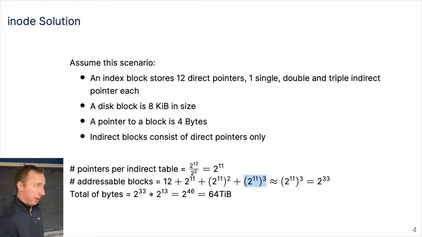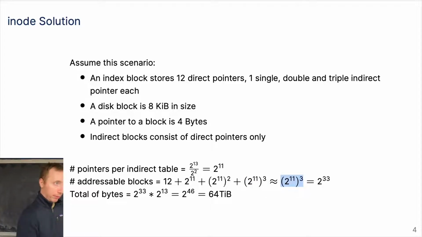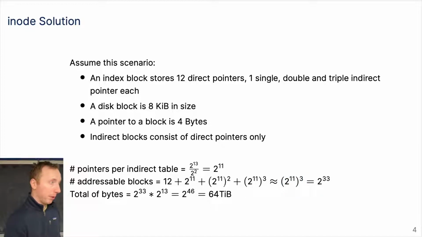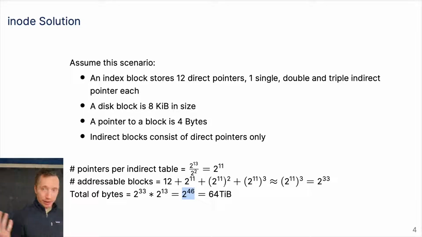So in actuality, you'll be able to support a bit more than this, but it's about that. So it's about (2 to the 11) to the power of 3, which we know how to do exponents. So that's 2 to the 33 things we can point to. So for the total number of bytes that a file could be, well, we can have 2 to the 33 blocks, and each block is 2 to the 13. So if we multiply those together, we can support a file up to 2 to the 46, which is 64 terabytes.